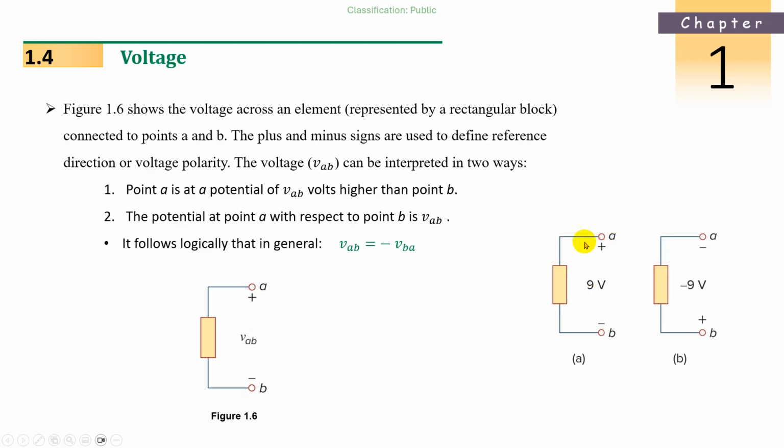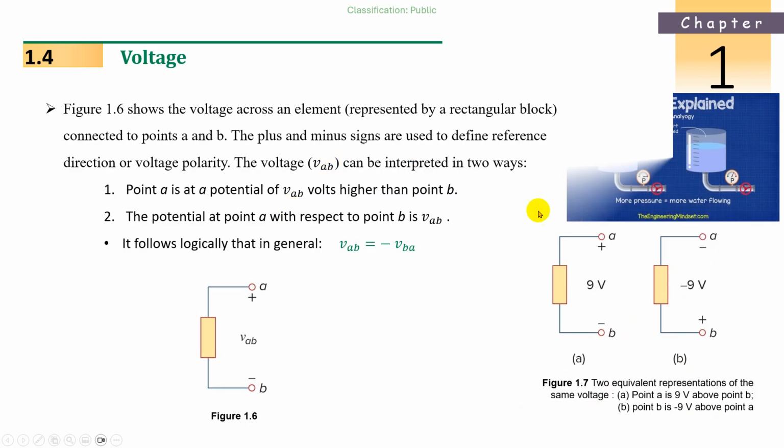What do you see as the difference here? With A and B, the plus sign is here, 9 volts. In the other, minus and plus is there and minus 9 volts. Are these two equal? Yes, because when we consider VAB, it is 9 volts. Here also we consider VAB and it is minus 9 volts, and the plus and minus are changed. So both are the same value. Point A is 9 volts above point B, or minus 9 volts from the other side, the same idea, because minus 9 volts is the reverse of plus 9 volts. So both are the same.